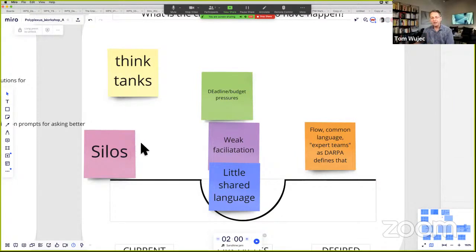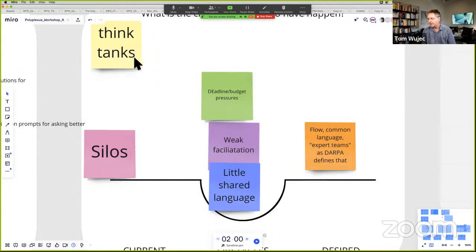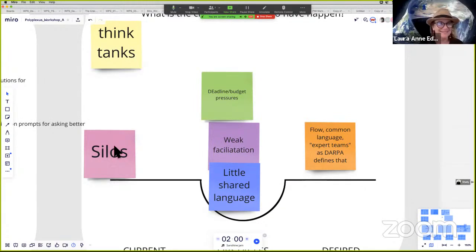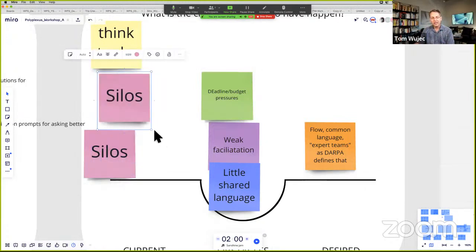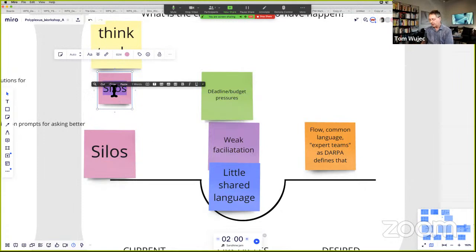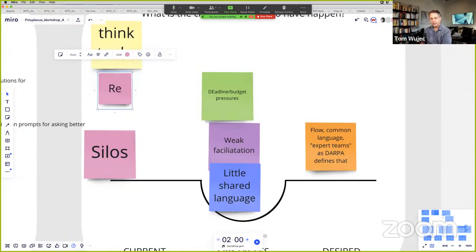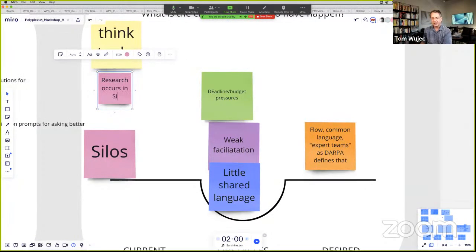Okay, so do you mind if I just add to your diagram? No, not at all. So one of the challenges in visual thinking is we put a single word down, and you know exactly what that word means, silos. And I have an idea of what it might mean, but I didn't know. So the act of simply typing that out makes it more clear and more understandable. What I heard you say so clearly is that research occurs in silos. That's the current state.